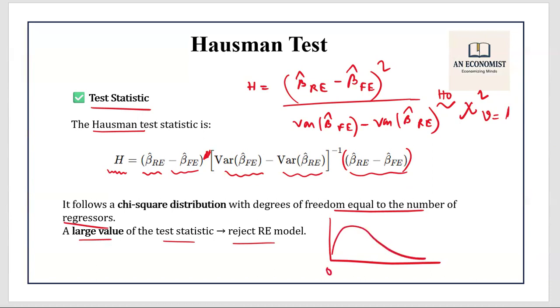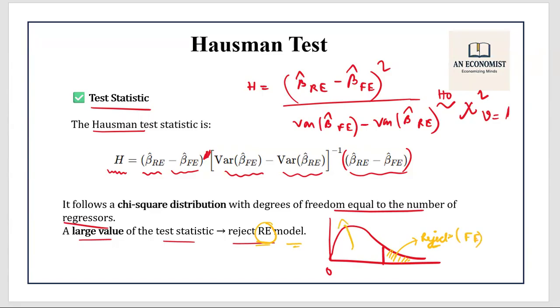This is how the chi-square looks. It starts from zero. It's a right tail test. Suppose this is the critical value. If the chi-square statistic is very large, and you go in this direction, it means you will reject your null hypothesis. Rejecting the null hypothesis means rejecting the possibility of applying the random effect model, and here we are saying that we will use the fixed effect model.